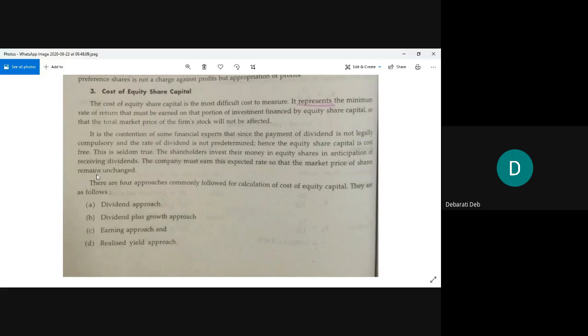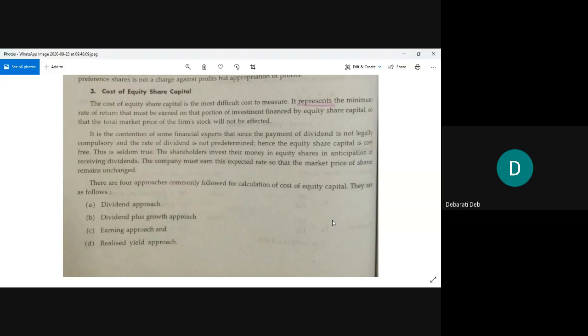Okay, you see in this part, the last part of your screen, there are four approaches commonly followed for calculation of cost of equity capital. So there will be four different sets of formula. Four types of formula I will give you in this cost of equity share capital that you will have to learn. First will be dividend approach. Next will be dividend plus growth approach. Next will be earning approach. And the fourth one will be realized yield approach.